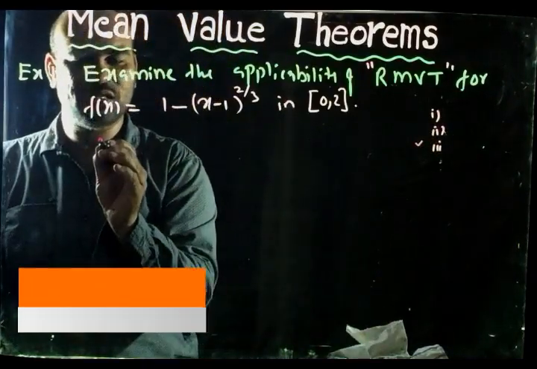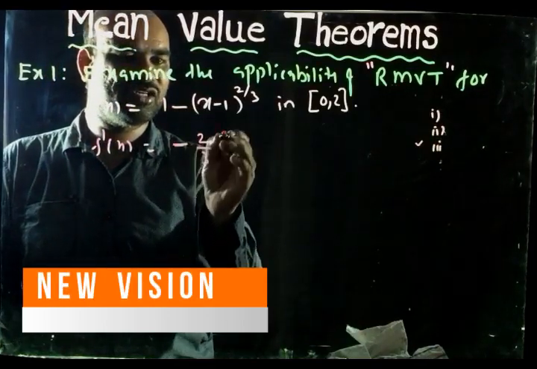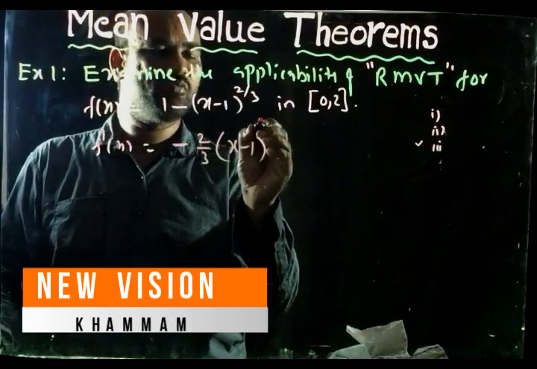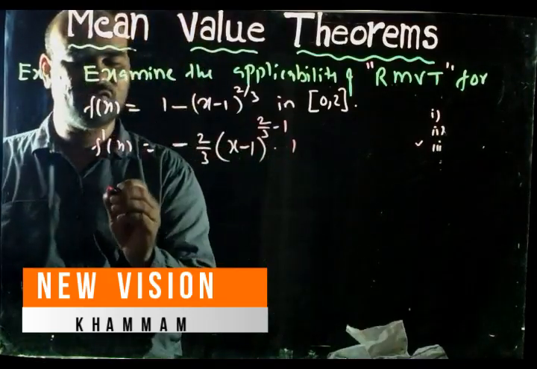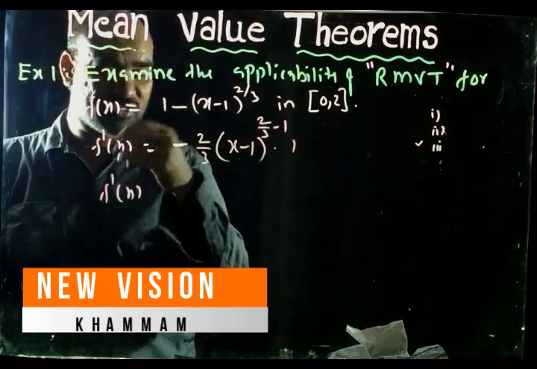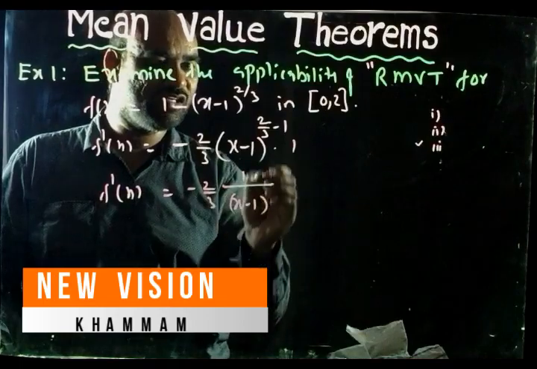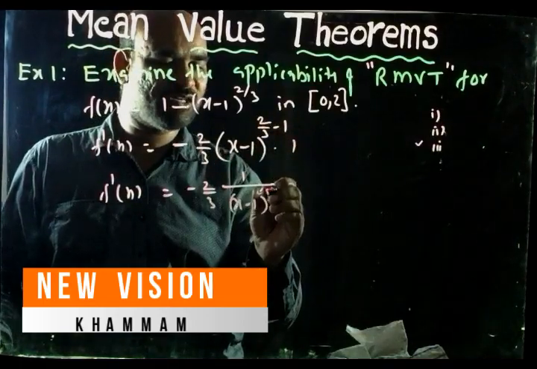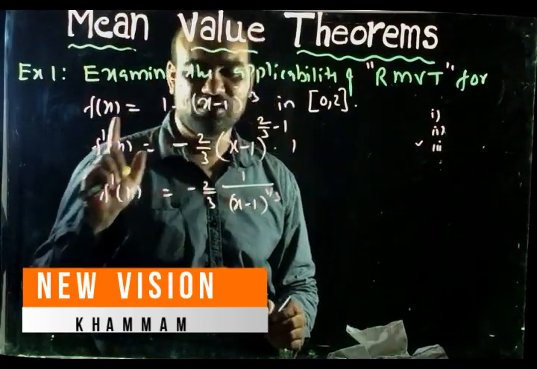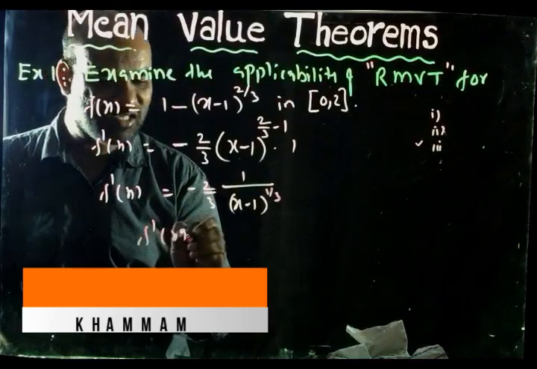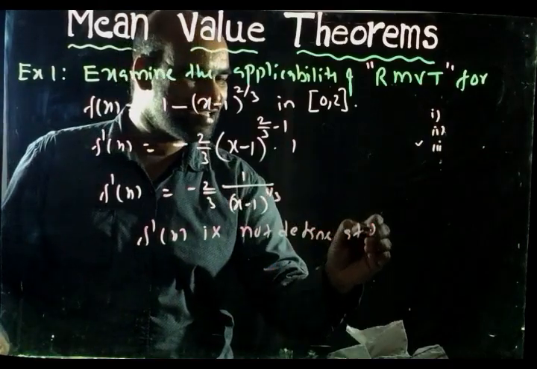First of all, I am finding f dash of x. Observe, 2 by 3 into x minus 1 to the power 2 by 3 minus 1, with the inner function x minus 1 only. So this is the differentiation. f dash of x is minus 2 by 3, 1 by x minus 1, and minus 1 by 3 becomes 1 by 3. Observe here, this f dash of x is not defined at x equal to 1.